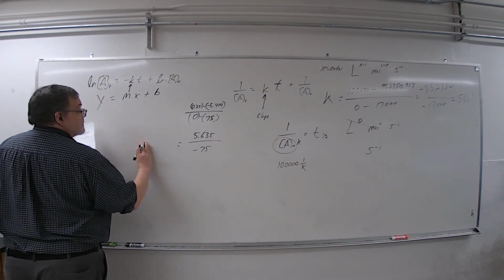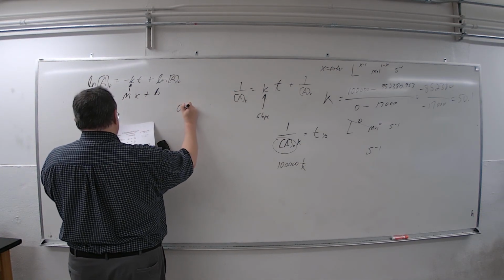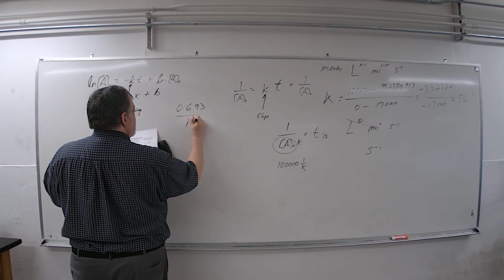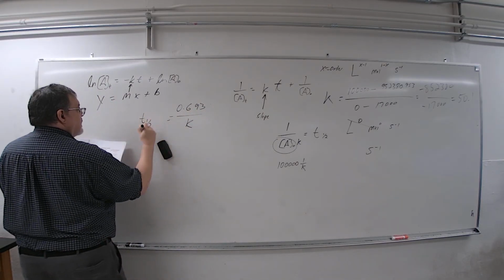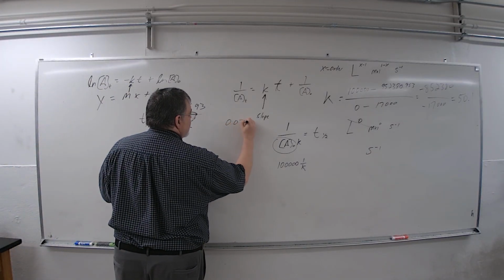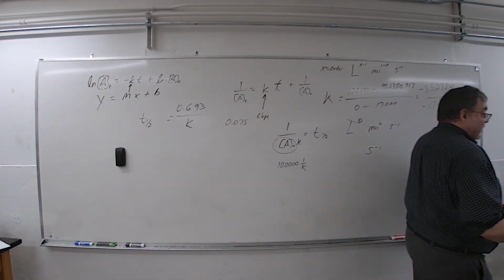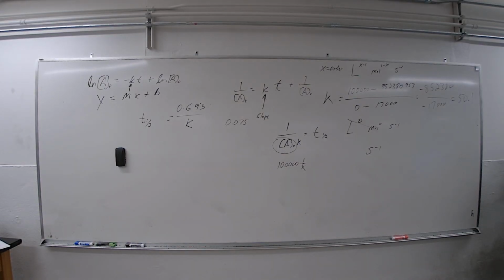But the half-life formula for this one is just this constant. What was k? 0.075. I'll do the significant figures right. 0.693 divided by k gives 9.2 for this one.